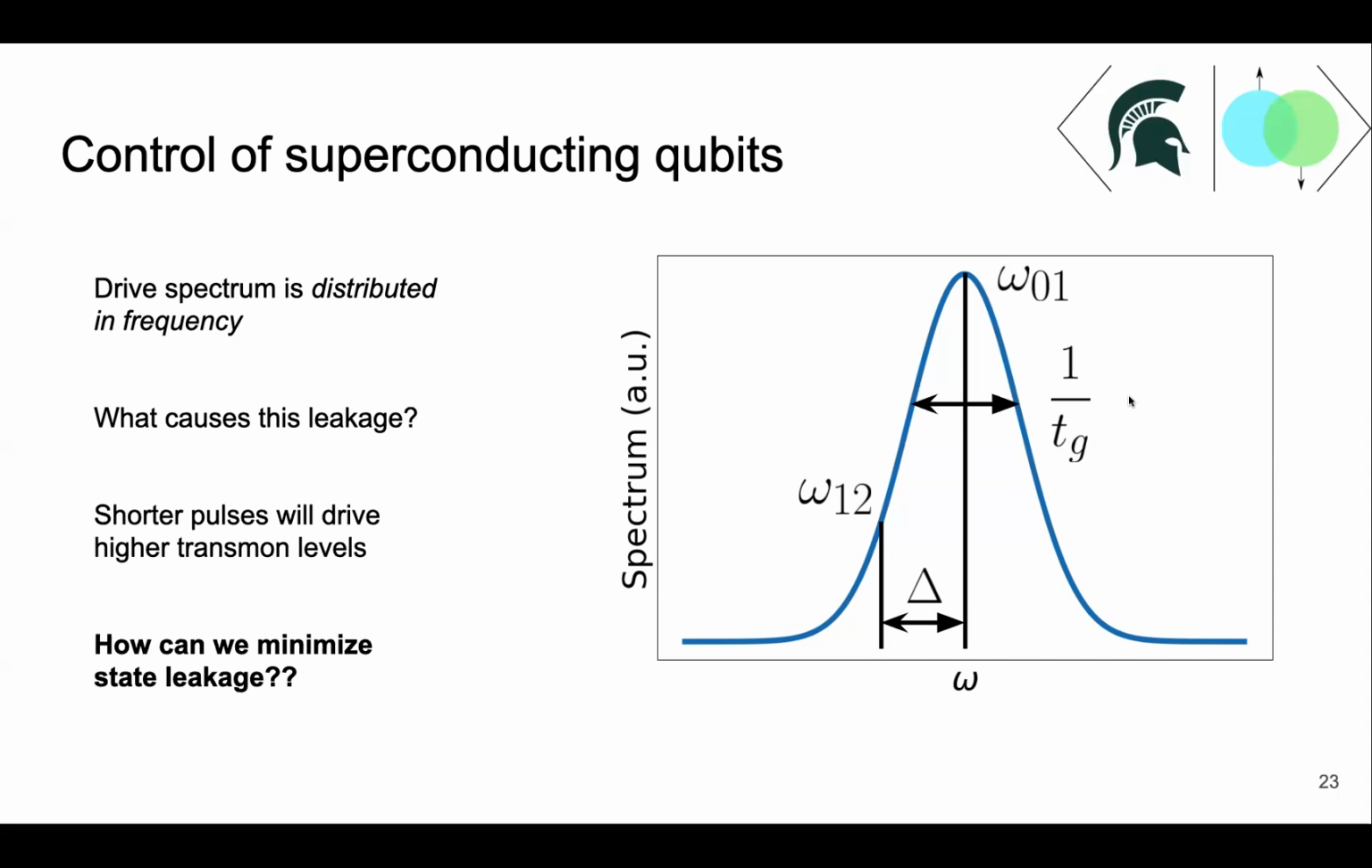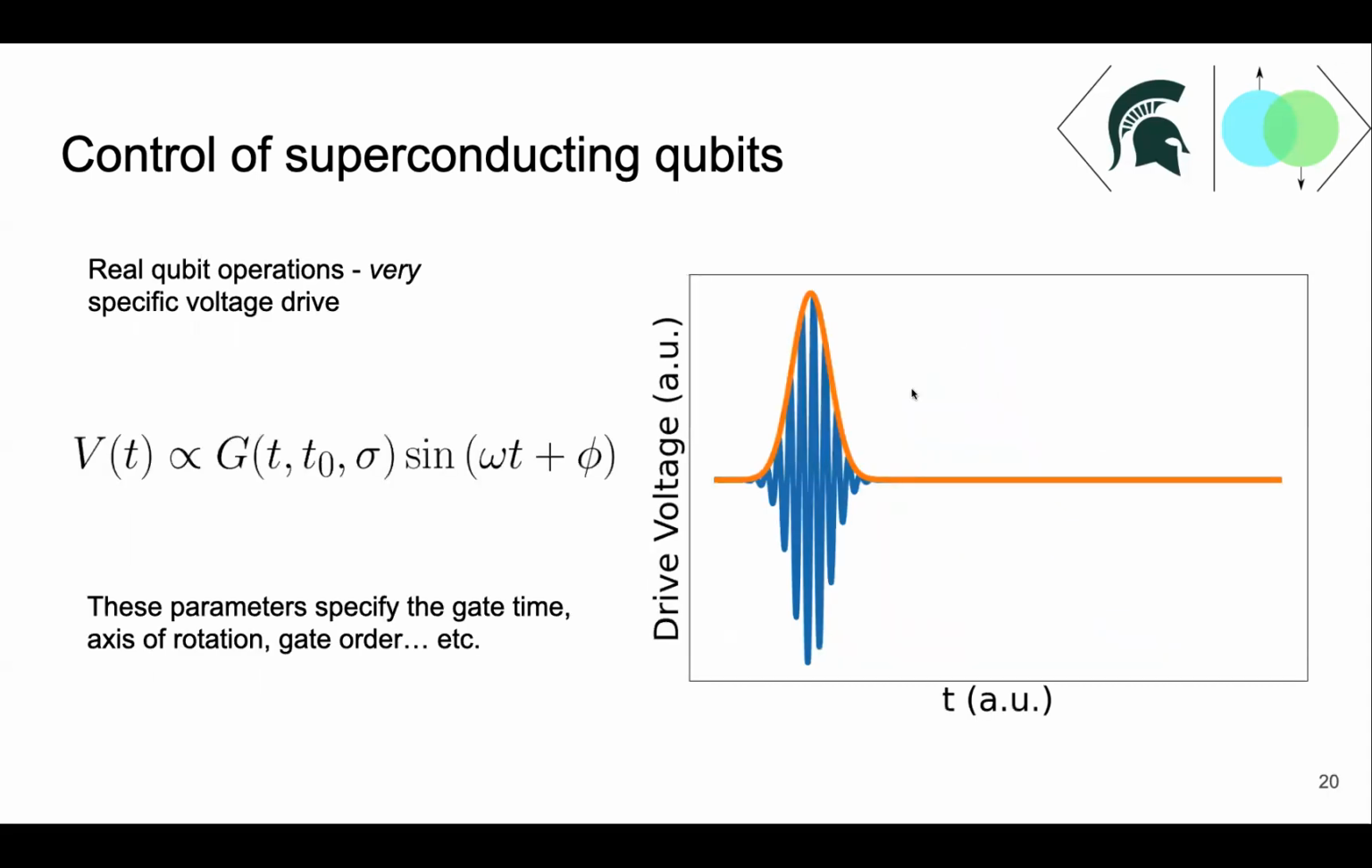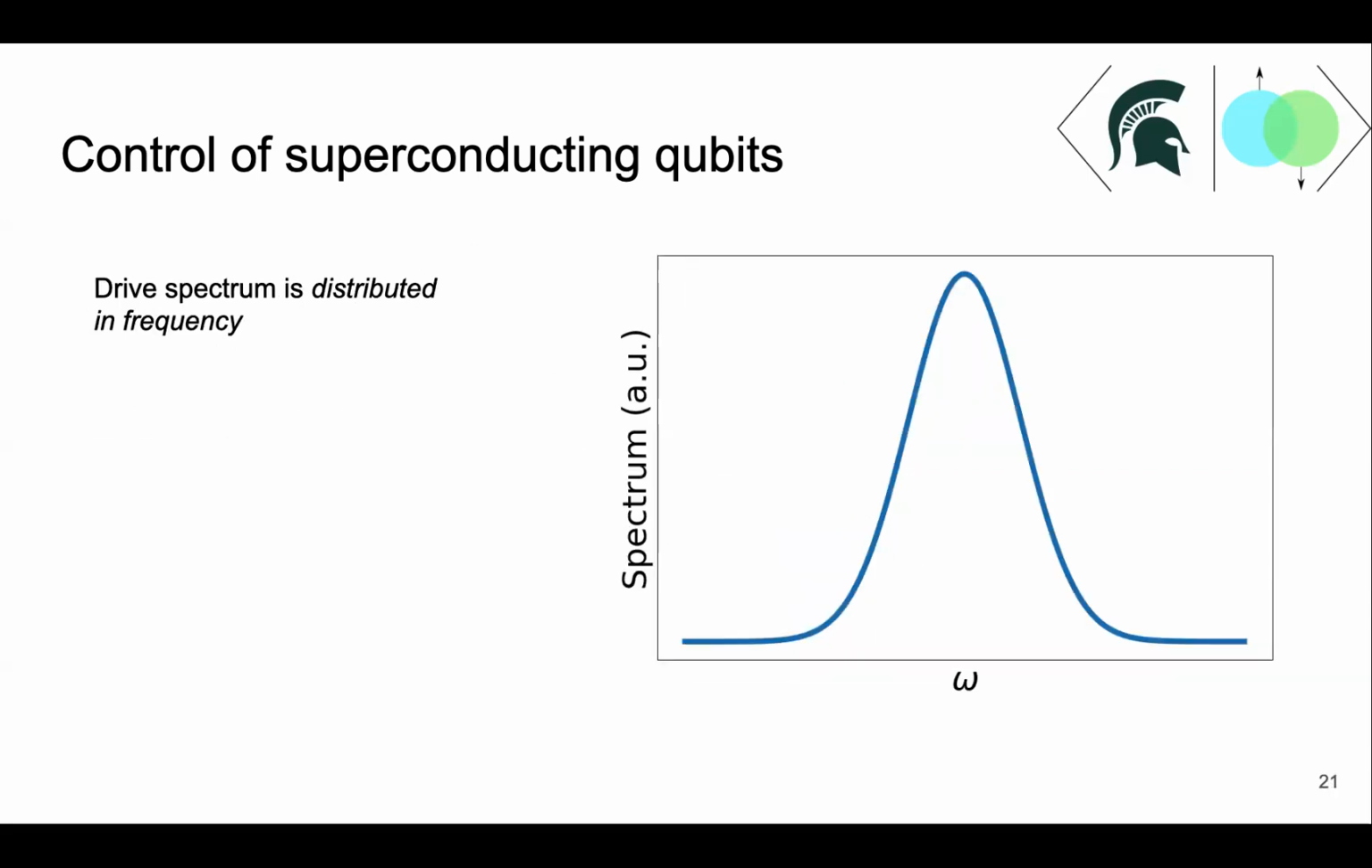Okay, so we know that this won't work to minimize state leakage because we're fighting this battle between decoherence and leakage. So our goal here is to optimize the shape of the pulses so that we can cancel out these other spectral components. And then we can maintain short drive pulses so we're not losing against decoherence. We just need to think a little bit harder about the way we shape our pulses.